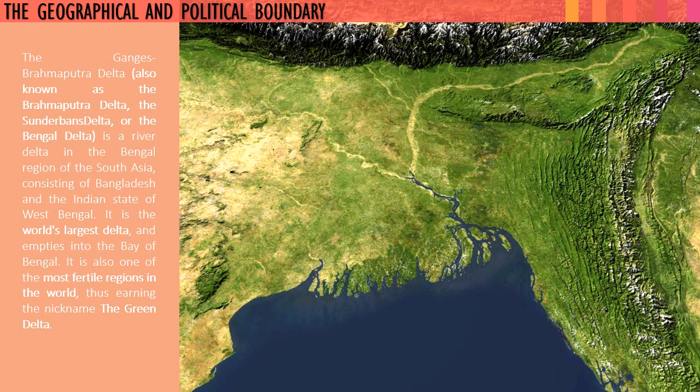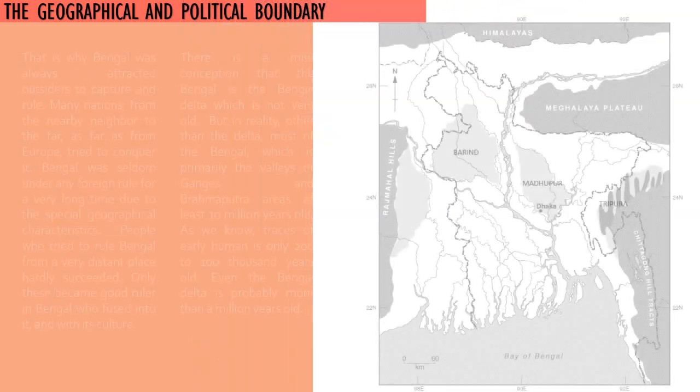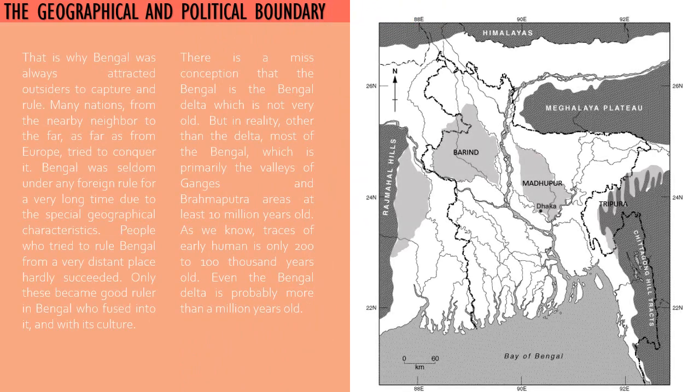That is why Bengal was always attracting outsiders to capture and rule. Many nations, from the nearby neighborhood to as far as Europe, tried to conquer it. Bengal was seldom under any foreign rule for a very long time due to its special geographical characteristics.